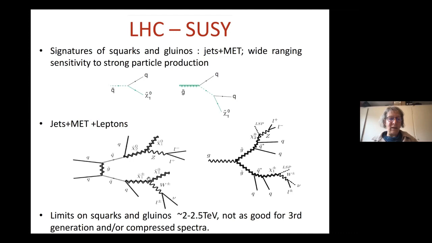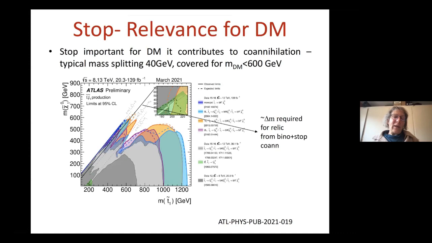As in these two examples. So right now we have very strong limits on squarks and gluinos, over 2 TeV, and weaker limits for the third generation. But this is not really related to dark matter. I mean, you can make the squark and gluino masses greater than 2 TeV, and you can still have a light dark matter. And you won't learn anything through this process because you just don't have the energy to produce the squark and the gluino. What can be more directly relevant for dark matter?